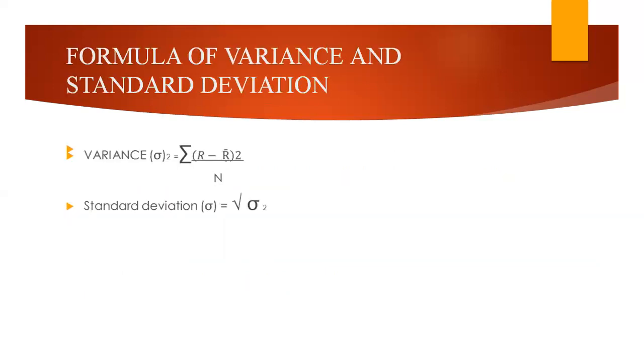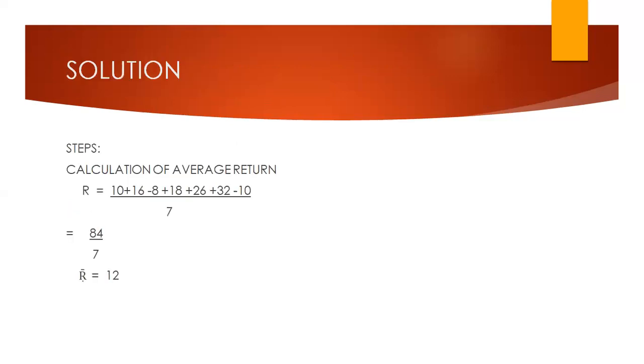So the formula for variance and standard deviation. Variance, which we have already seen, is denoted by sigma square, equal to summation of (r minus r bar) the whole square, divided by n. Then the standard deviation is denoted by sigma, which is nothing but the square root of variance. So now we will see the solution.